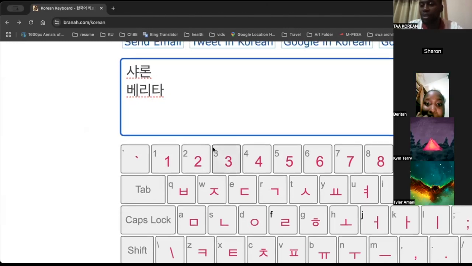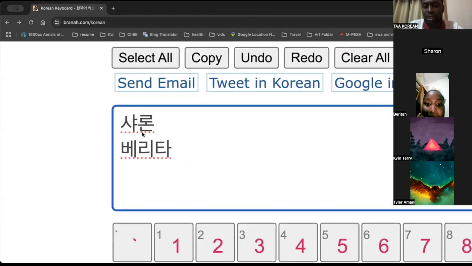Okay, everyone. But I wanted you guys to notice one thing. Sharon's name right here ends with what? Does it end with a consonant or a vowel?